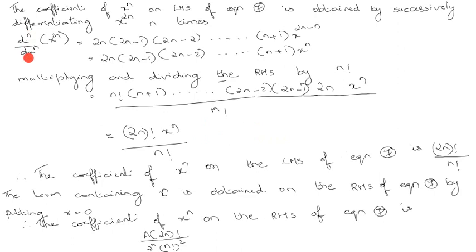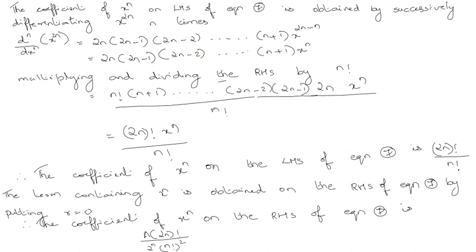That is d^n/dx^n of x raised to 2n, which is 2n into 2n minus 1 into 2n minus 2 etc. n plus 1 into x raised to 2n minus n, which is equal to 2n into 2n minus 1 into 2n minus 2 into etc. n plus 1 into x raised to 2n minus n, that is x raised to n.